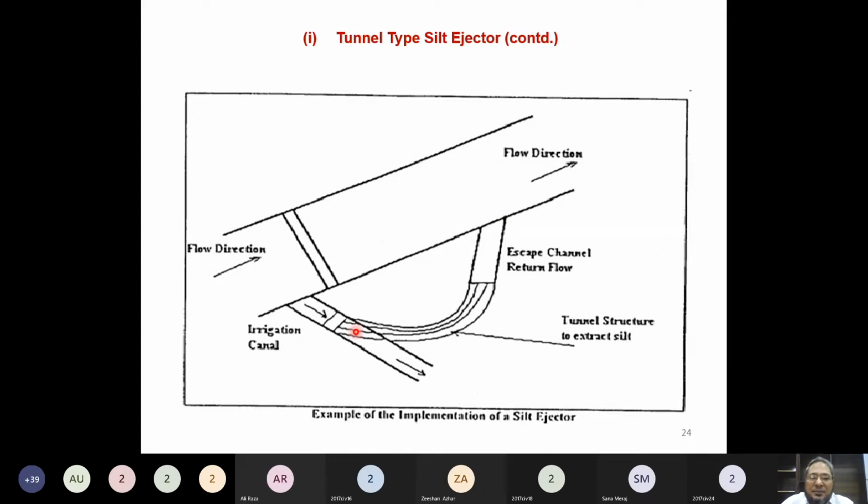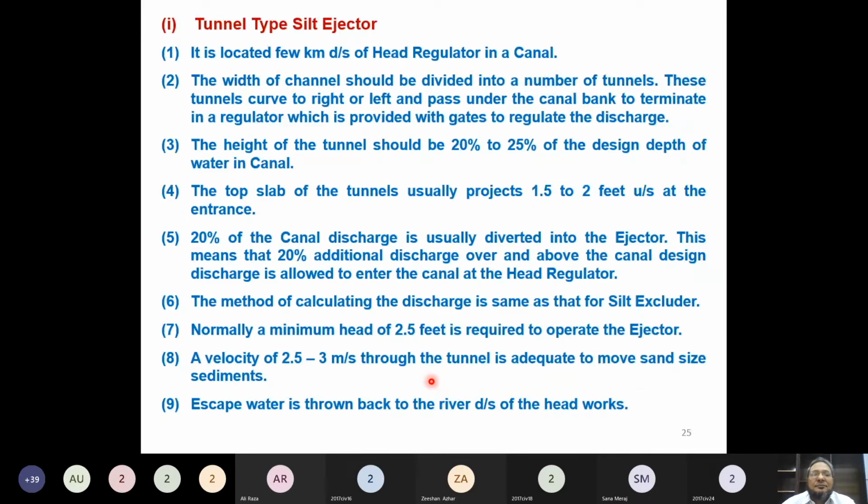Okay, it carries a lot of sediments, and those sediments are removed from this canal and on downstream, so the water which moves has less sediments. Kabhi samajh aa gayi hai? Yes, sir. Okay.